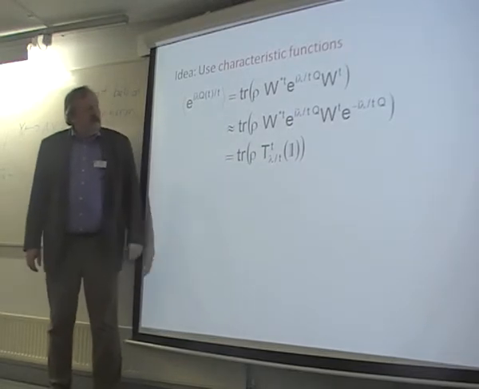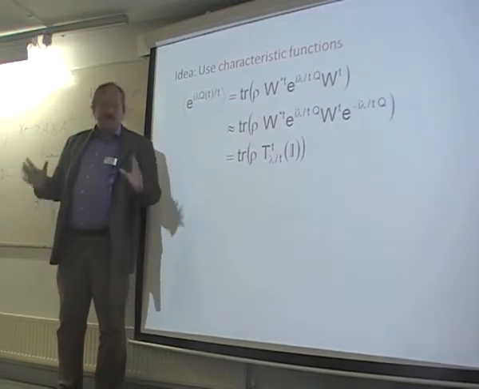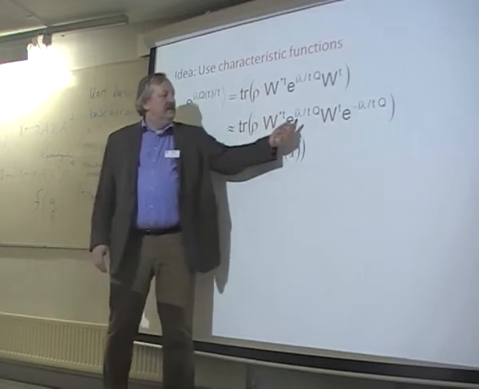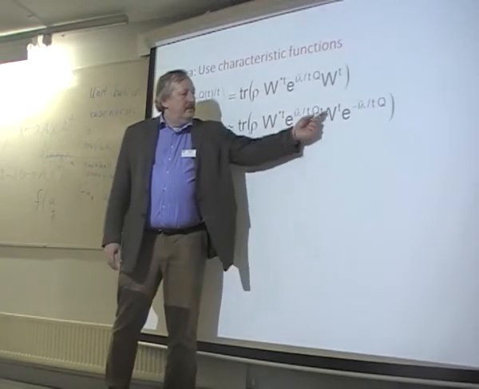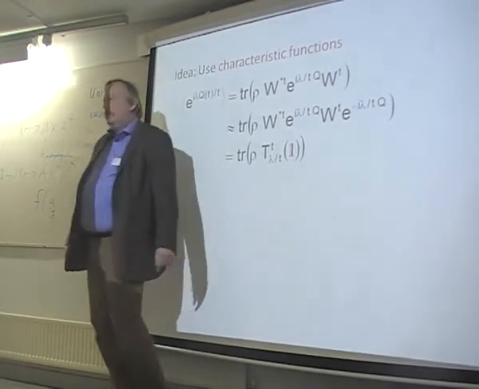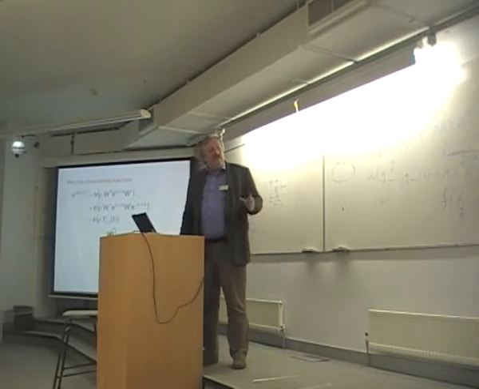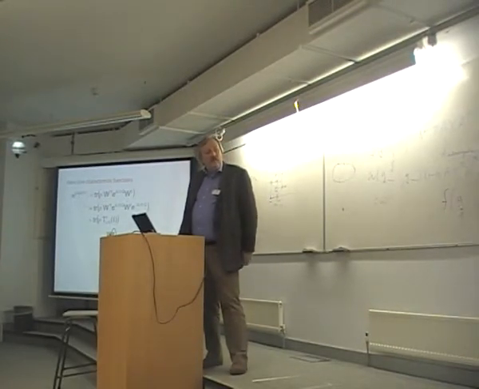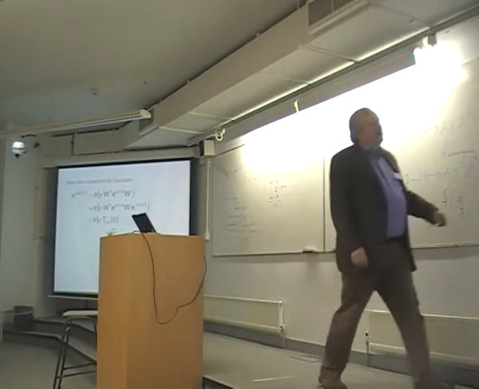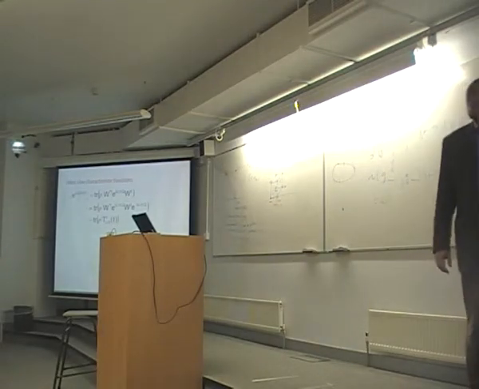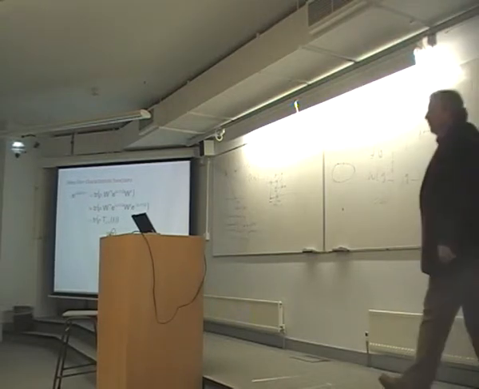And it turns out that we can think of this as a somewhat modified version of the time translation operator. The time translation operator just has W star t and W t on the other side, and we modify it by multiplying the second factor with these factors involving q. So the basic idea is to compute the characteristic function and note that this is a modification of the time translation operator itself by a parameter.